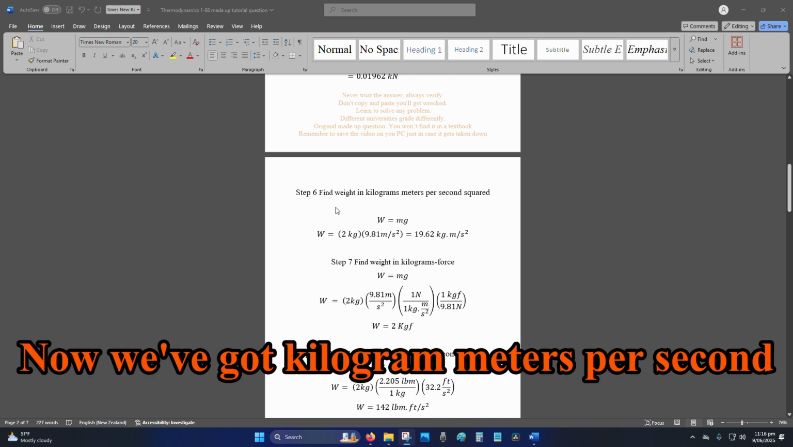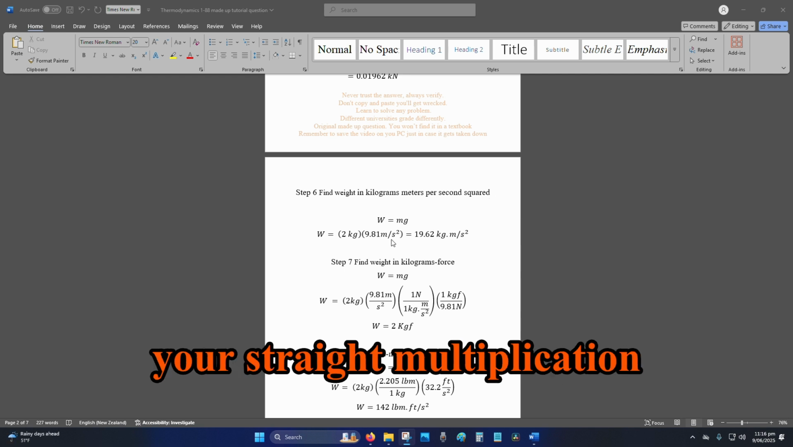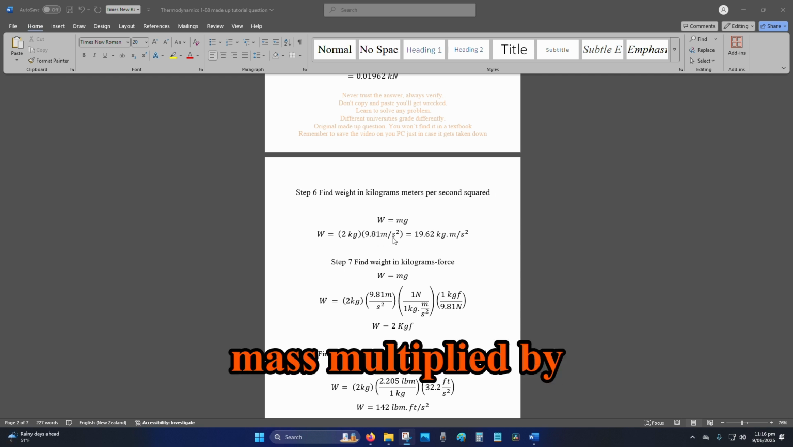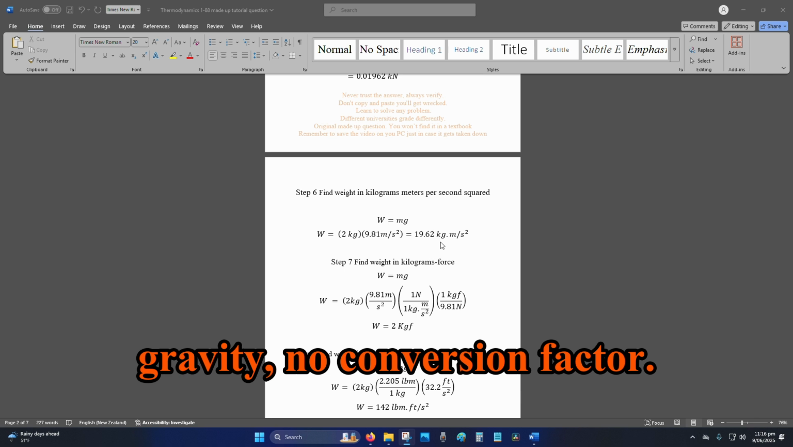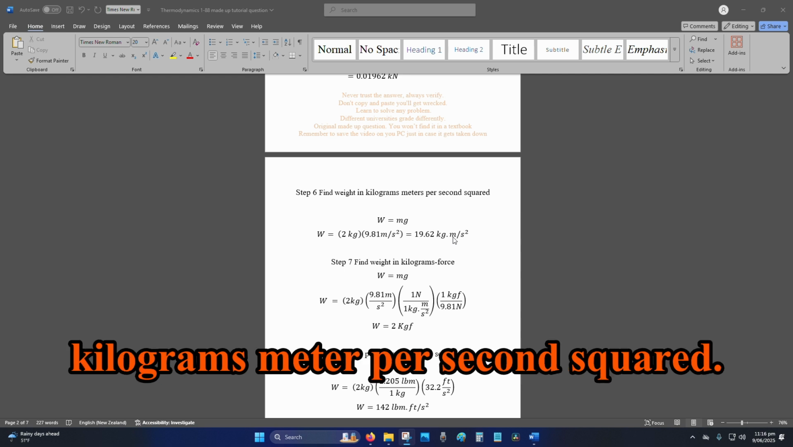Now we've got kilogram meters per second squared, which is pretty much just straight multiplication, mass multiplied by gravity, no conversion factor. It is as multiplied, so it's just 19.62 kilogram meters per second squared.